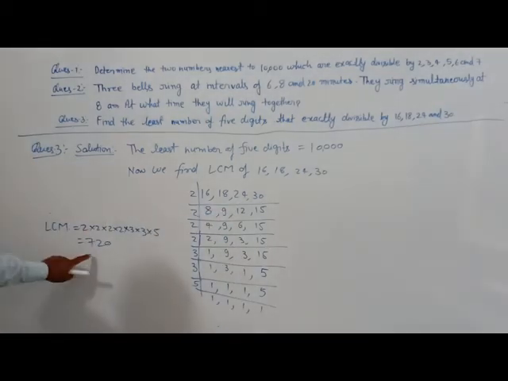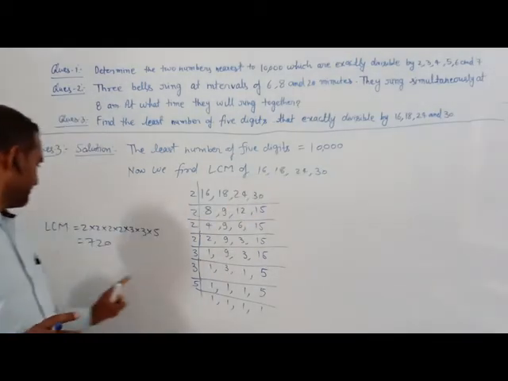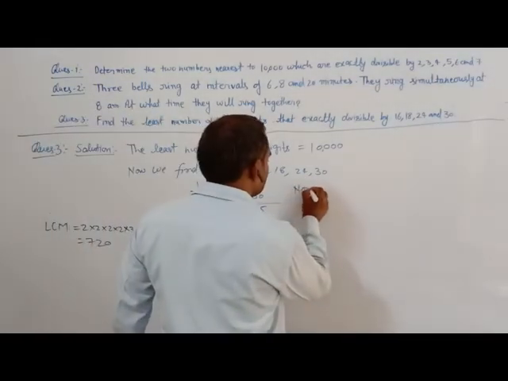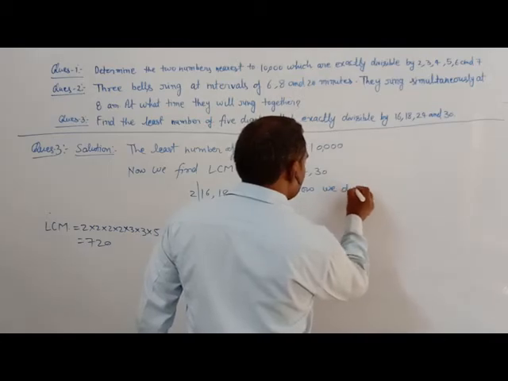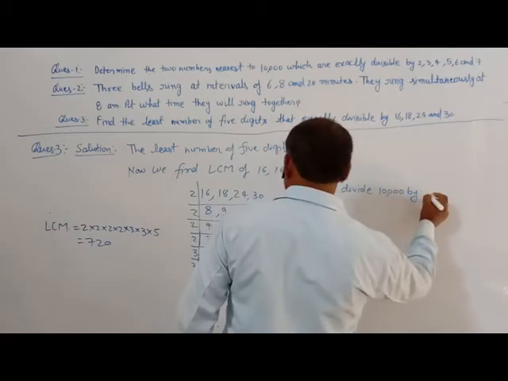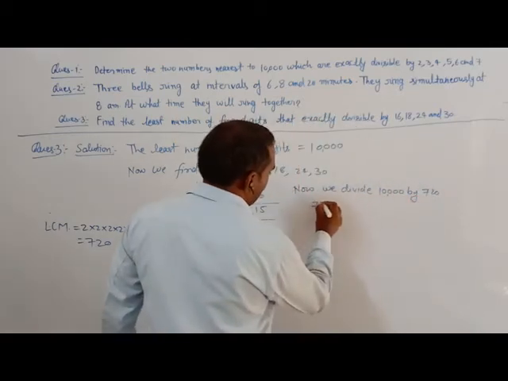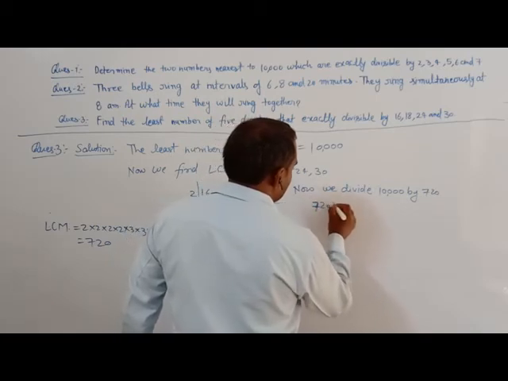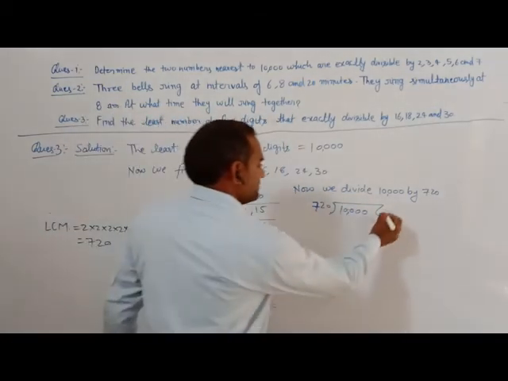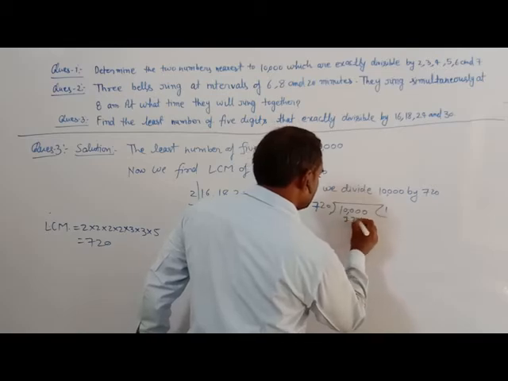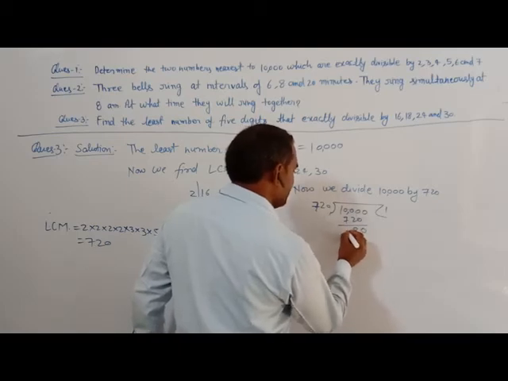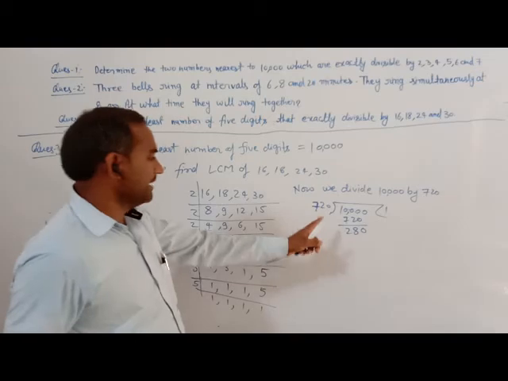And the least number of 5 digits is 10,000. Now we divide 10,000 by 720. Taking the digits step by step, we get the quotient 13.